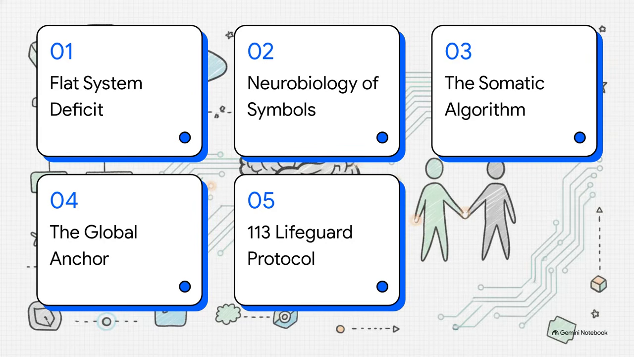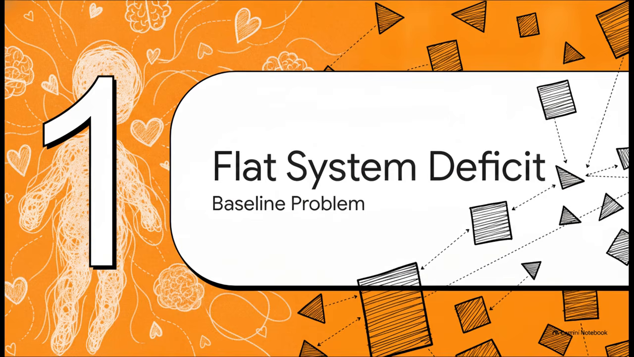Okay, let's just quickly breeze through the roadmap for today. We're going to cover 1. The flat system deficit, 2. The neurobiology of action symbols, 3. The somatic algorithm, 4. The global deterministic anchor, and finally, 5. The 113 lifeguard protocol. All right, starting right off with Section 1, the flat system deficit.